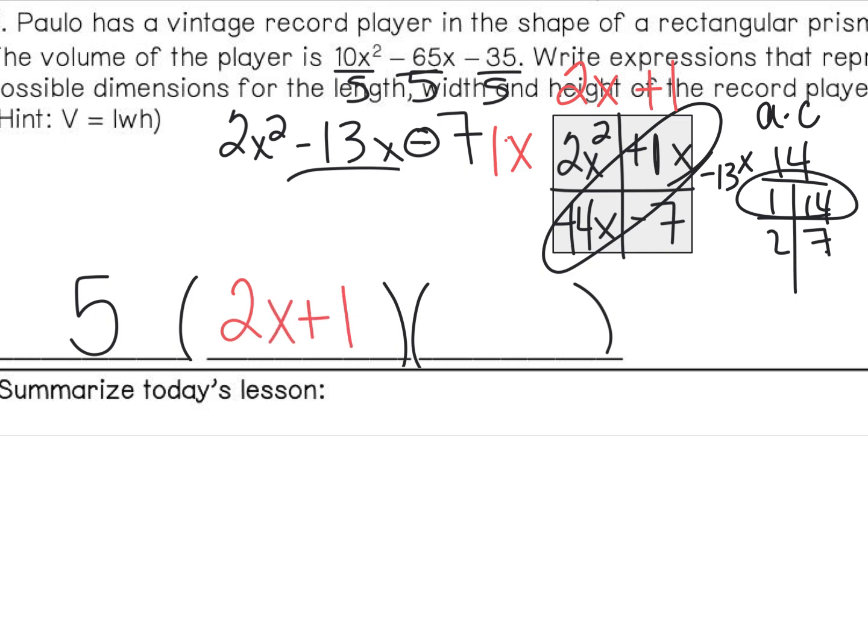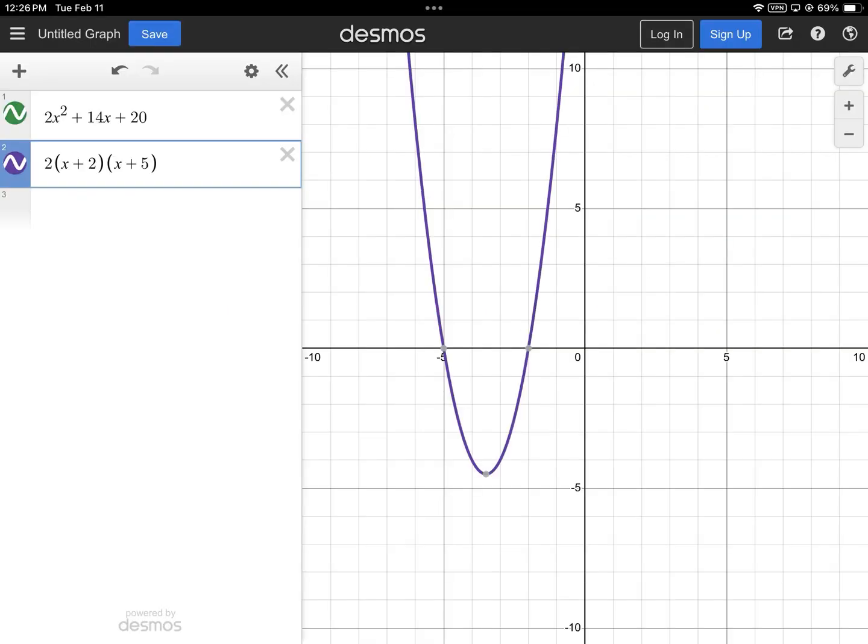Okay, last part. You can either do the 2x times something as negative 14x. You can say 1 times something as negative 7. So x minus 7. There's your other dimension. And it should overlap. Okay, that's how you know you did it correctly.